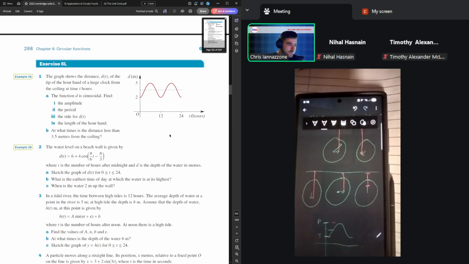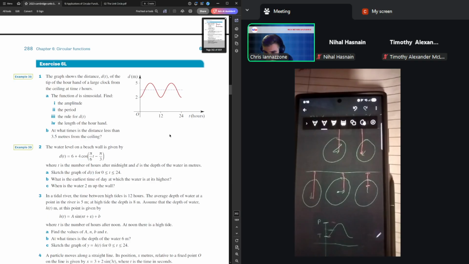Cool. Okay. Part B of the question, at what times is the distance less than 3.5 meters from the ceiling? Basically, it doesn't even matter if it's a circular function at this point anymore, right? The function could be literally anything and the question would still be solved the same way. At what times is distance less than 3.5 meters from ceiling? So how would you normally solve that for polynomials, for instance, or just any other function?